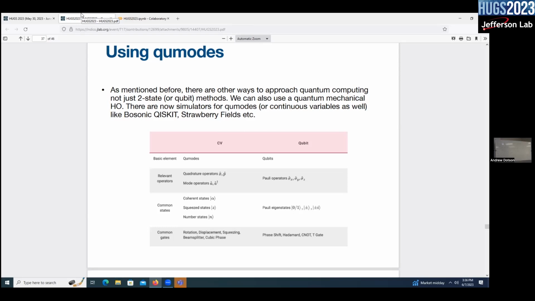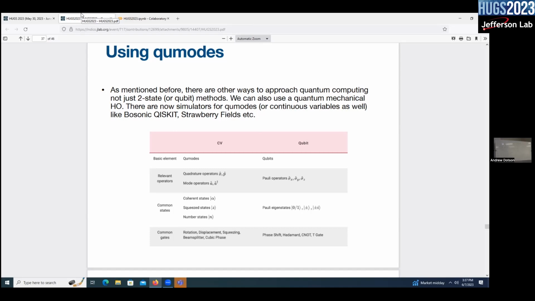So for that, we need to use an alternative approach, which is not just based on a two-state system or qubit methods, but on a quantum mechanical harmonic oscillator, sometimes also known as continuous variables. So let me just quickly mention the difference between the continuous variable and qubits. We have seen all of the right side. Once you know all of the right side, you should be able to understand it.